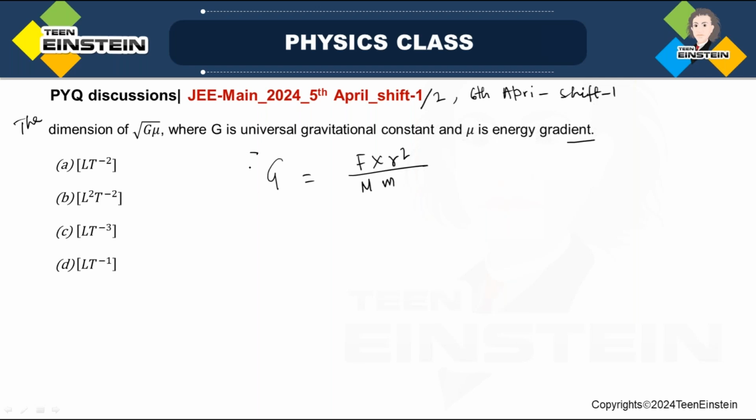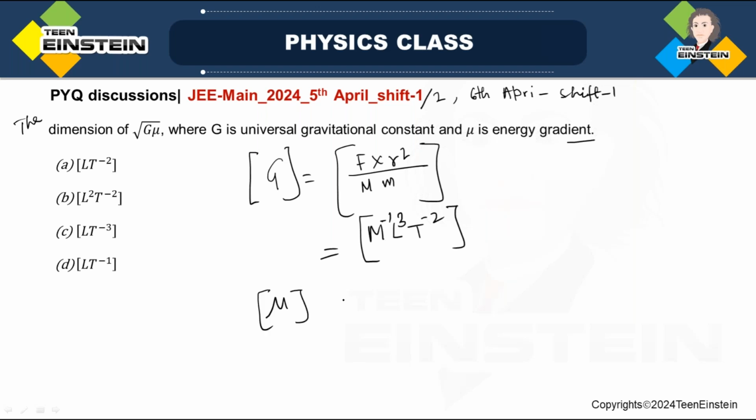So if I want to find the dimension of this, the dimension of force is M L T to the power minus 2, and here there is R square, which is also distance square, so it will ultimately be L cube. And here there is M square down, so it will be M to the power minus 1. Okay, this is the dimension of G. All right, now what is mu?